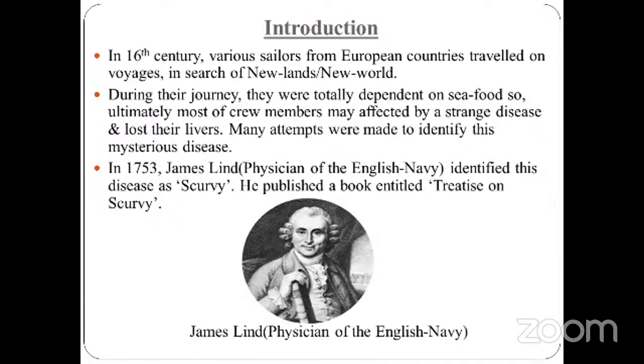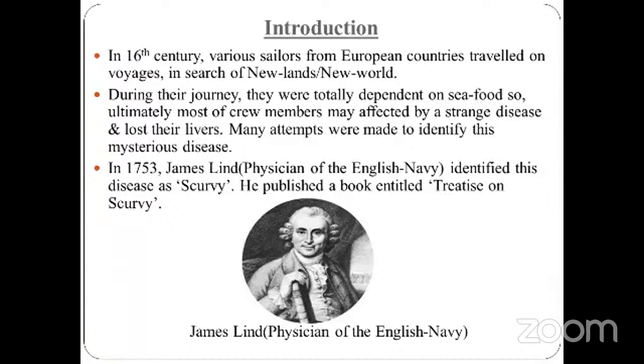So today we are going to discuss the versatile vitamin, that is vitamin C or ascorbic acid, and this vitamin C plays a very important role in health as well as in disease. As we know, deficiency of vitamin C causes a disease called scurvy. This particular disease, scurvy, has been known to us since the 16th century. In the 16th century, various sailors from European countries traveled on voyages in search of new land or a new world, and during their journey, they were totally dependent on seafood.